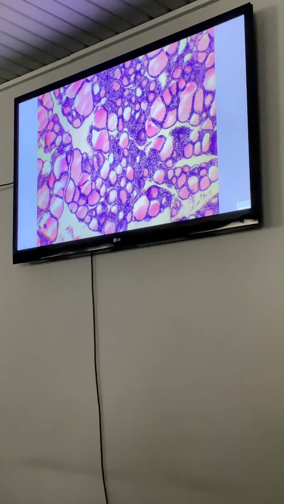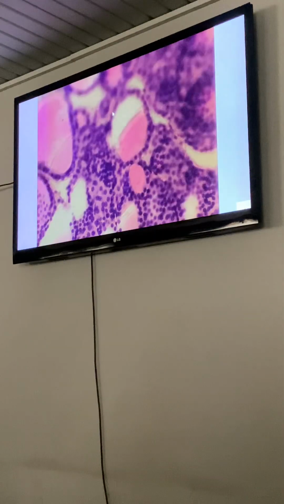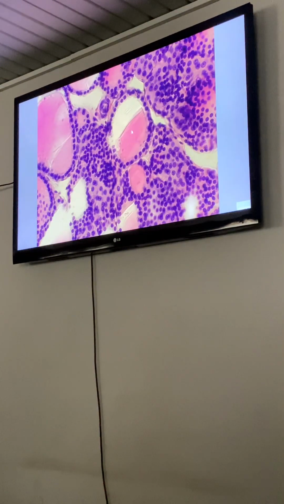Each follicle is lined with simple cuboidal epithelium. At higher magnification, we can see the thyroid follicle lined by simple cuboidal epithelium. These cells are called follicular cells. In the center of each follicle, we can see acidophilic material called thyroglobulin.